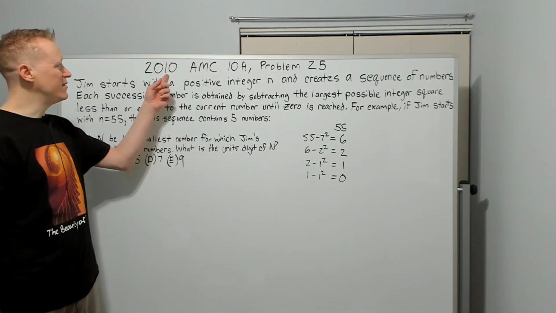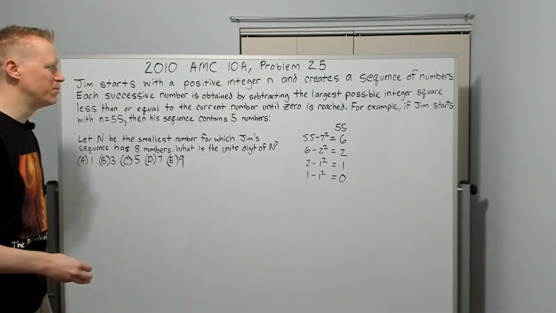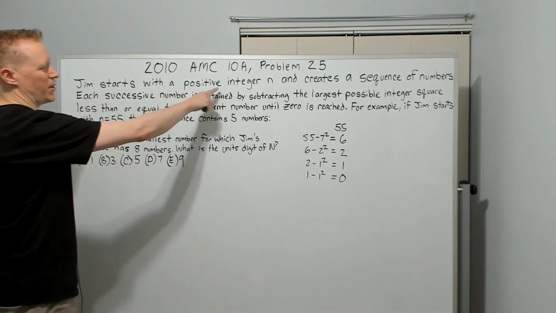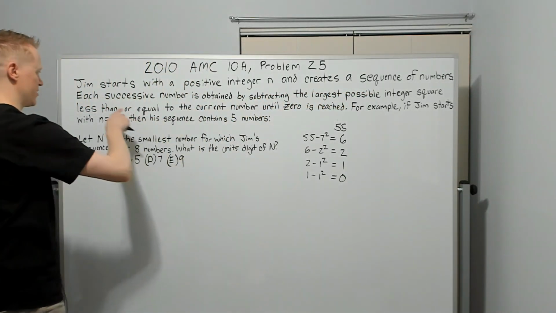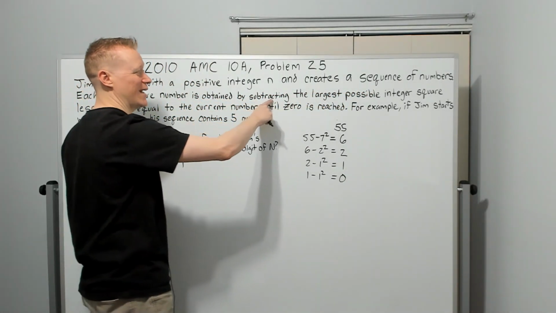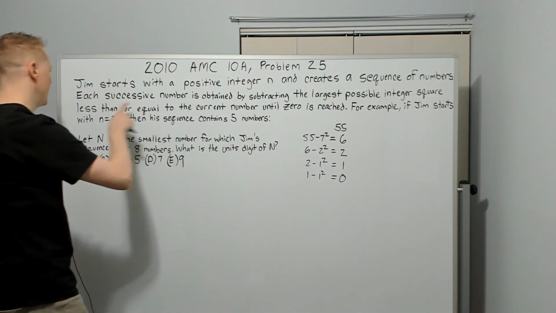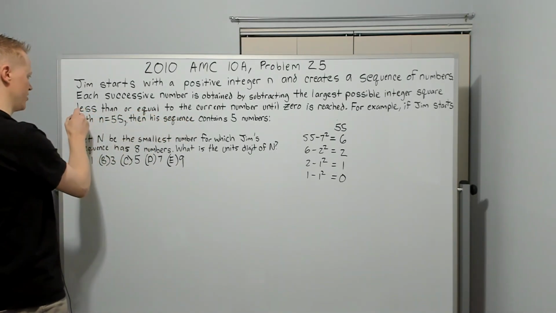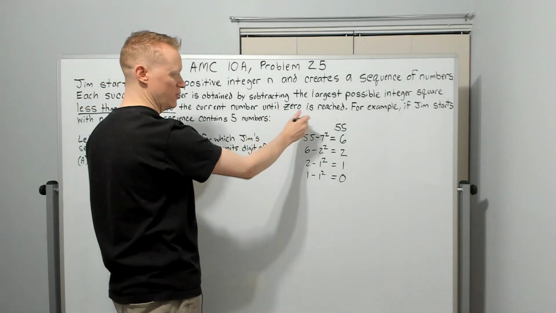Let's get started. The 2010 AMC 10A problem number 25. Jim starts with a positive integer n and creates a sequence of numbers. Each successive number is obtained by subtracting the largest possible integer square less than or equal to the current number. So it has to be less than or equal to, until 0 is reached.